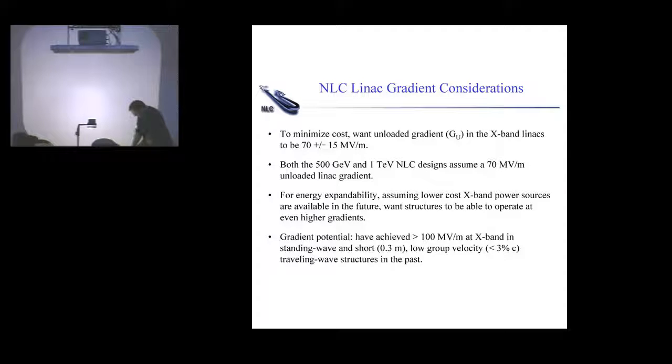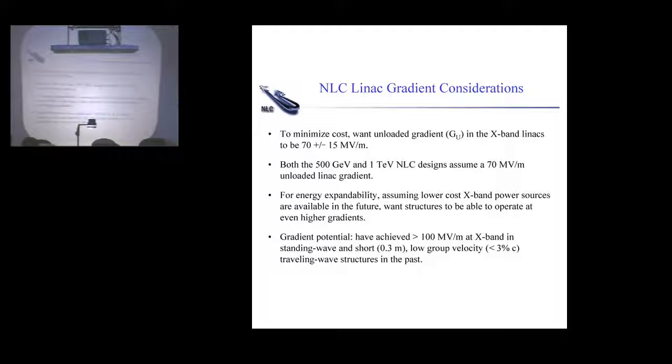So let's skip here. So let's talk about now the gradient considerations for both of these machines. It's been a challenge in each case. Some of the considerations for the NLC, as I mentioned earlier, the cost optimal gradient for the NLC is about 70. However, that's fairly flat, and you could probably go 15 MeV either side of that and only change the total project cost by less than 10%. But anyway, we're aiming for 70.